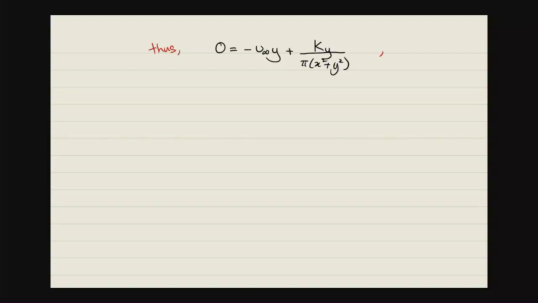So one of the separatrix is y equals 0, right? Which is just my horizontal axis. And for the other one, we have to do a bit of rearranging.